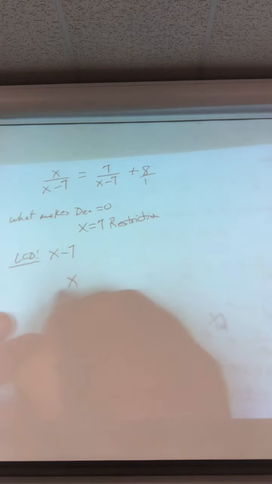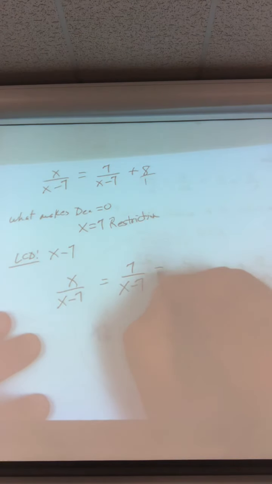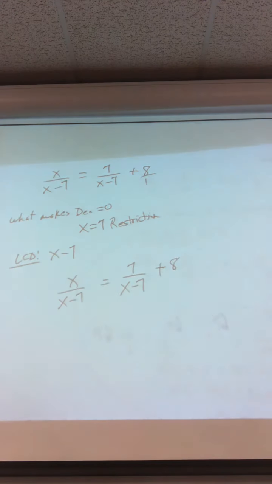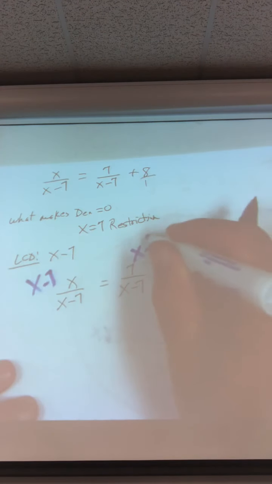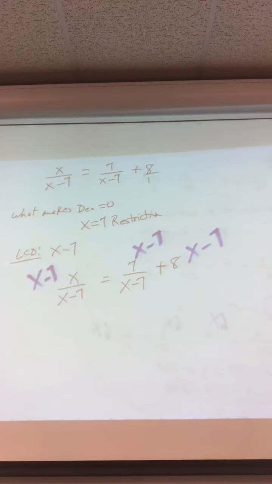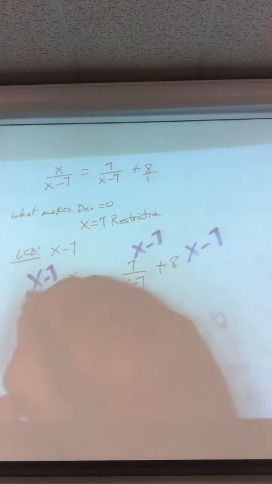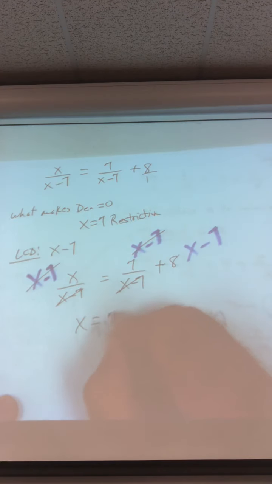Now, what do I do with that LCD? You multiply by every term. And that's the key, you have to multiply by every term. When you do, this cancels with this one. This one cancels with that one, and so you're left with x equals 7.